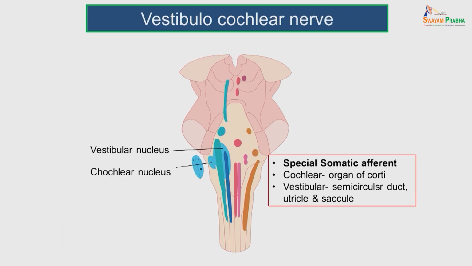Now let us see the vestibulocochlear nerve. As I said, it is the special somatic afferent. Only the vestibulocochlear nerve has this component. You can see the vestibular nucleus is present in the pons, and the cochlear nucleus also extends into the upper part of the medulla. The cochlear part is from the organ of Corti, that is the auditory pathway. The vestibular part is from the semicircular duct, utricle and saccule, which serve equilibrium and balance. So, the vestibulocochlear nerve has the special somatic afferent column.